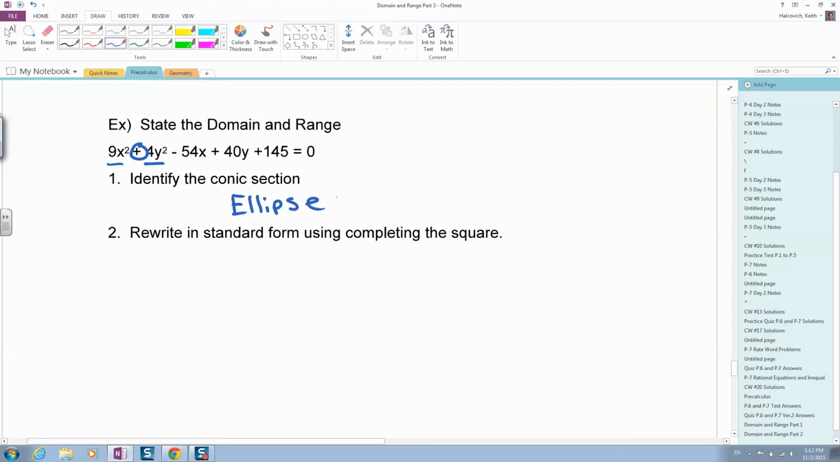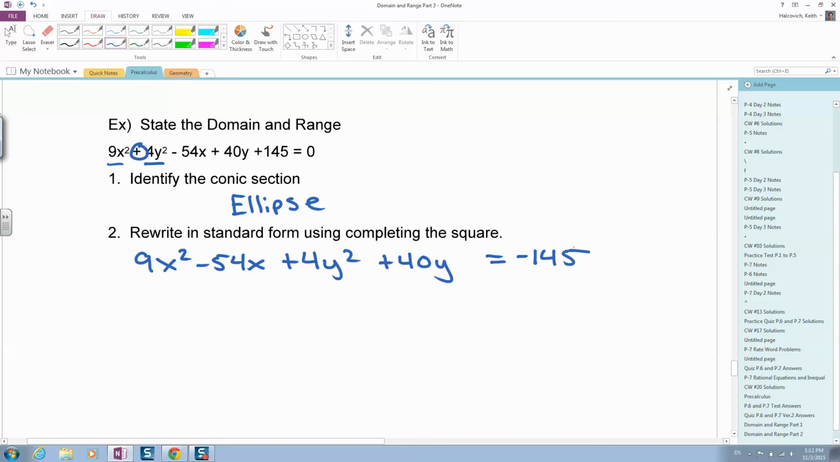So then we're going to rewrite it in standard form using completing the square. So 9x squared minus 54x, so gather the x's together, and then plus 4y squared plus 40y, and then move the 145 over. So equals -145.